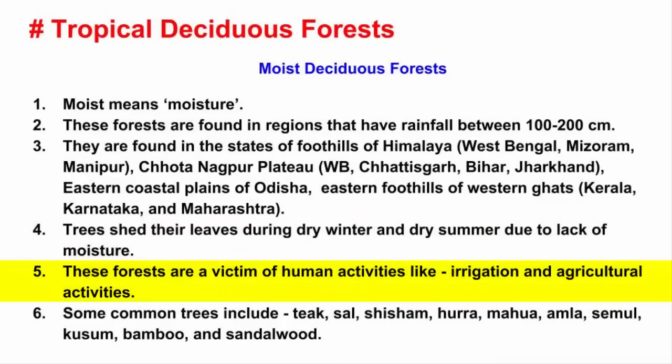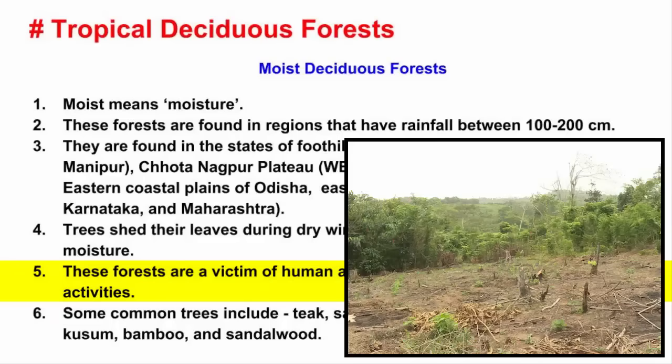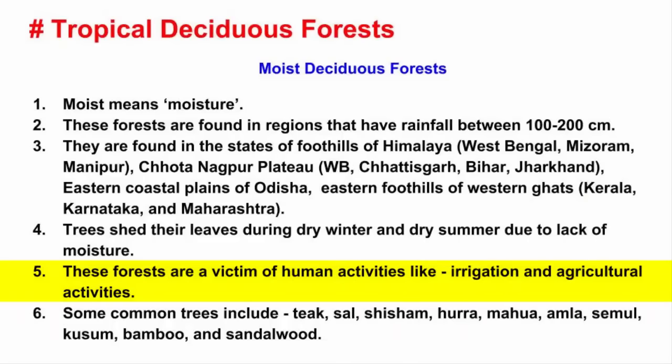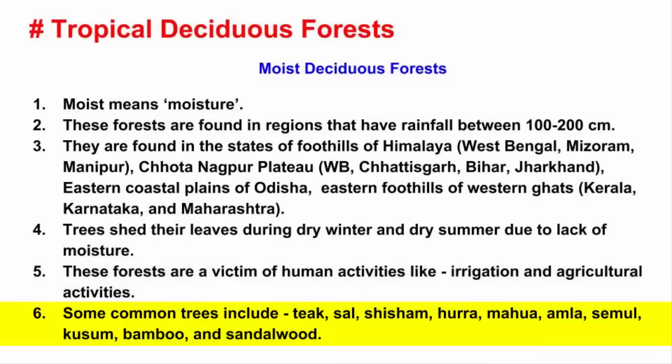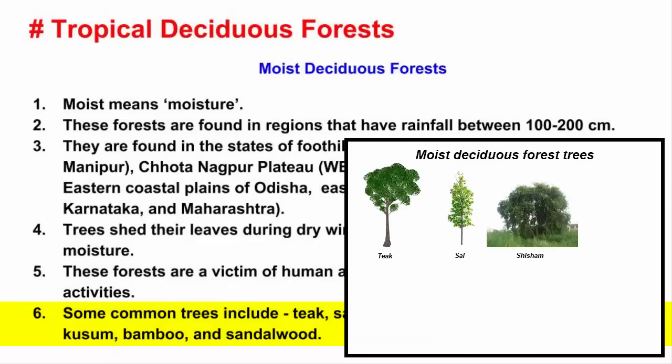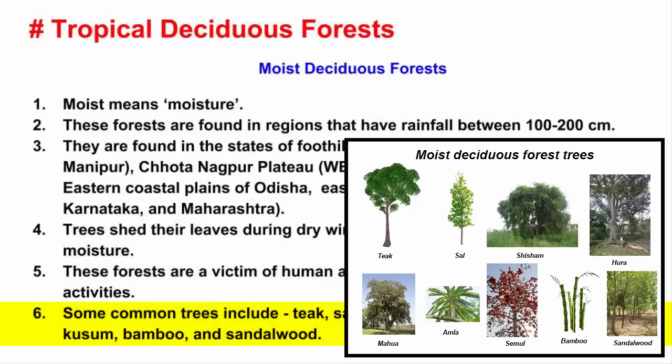These forests occupy a much larger area than the evergreen forests. However, they are also direct victims of human activities. A large portion of these forests has been cleared for irrigation and agricultural activities. Some common tree species found in these forests are teak, sal, shisham, hura, mahua, amla, kusum, bamboo and sandalwood.